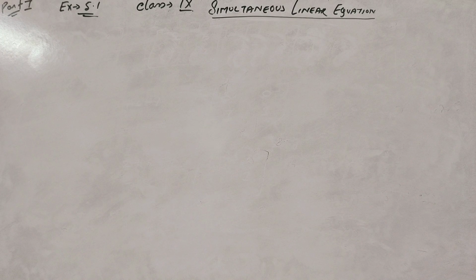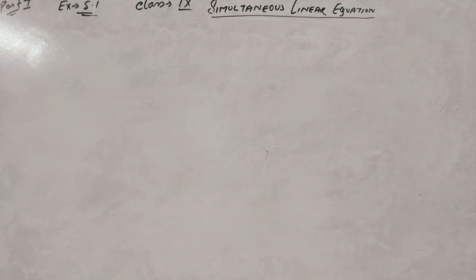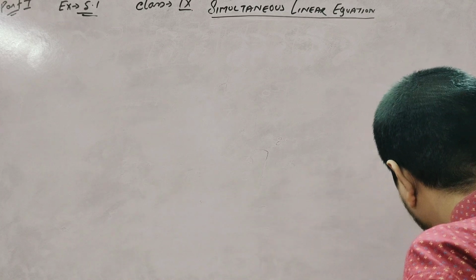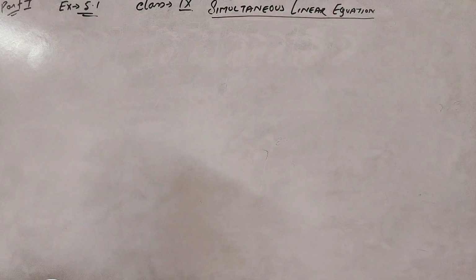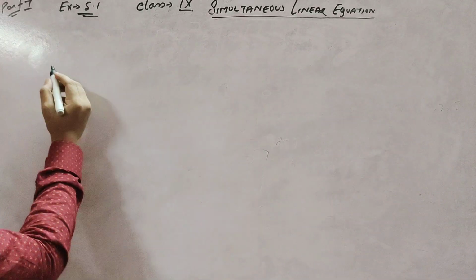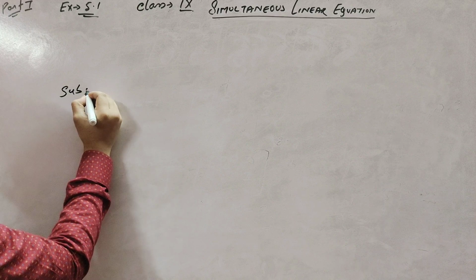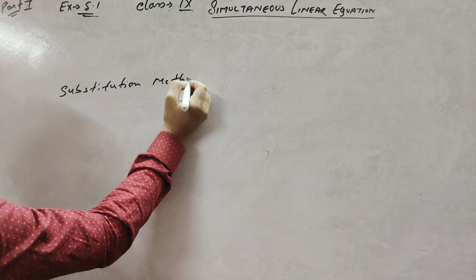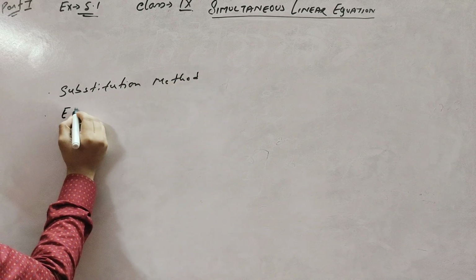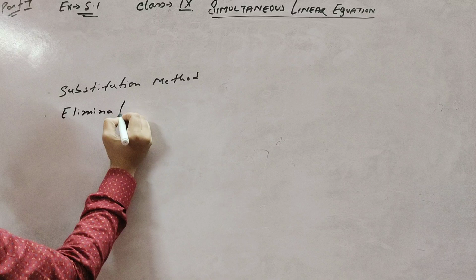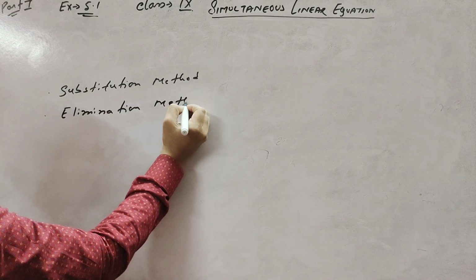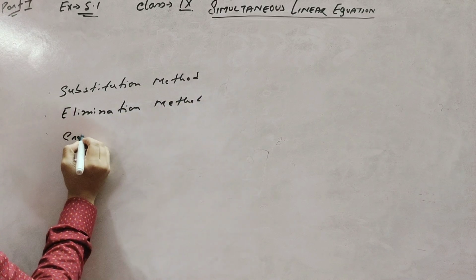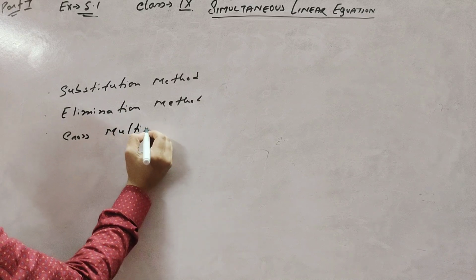This is your part 1 video from simultaneous linear equation exercise 5.1. In this chapter we learn how to solve the equations and find the value of x and y. In this exercise we see three kinds of method. The first one is the substitution method. Number 2, elimination method. And number 3 is cross multiplication method.